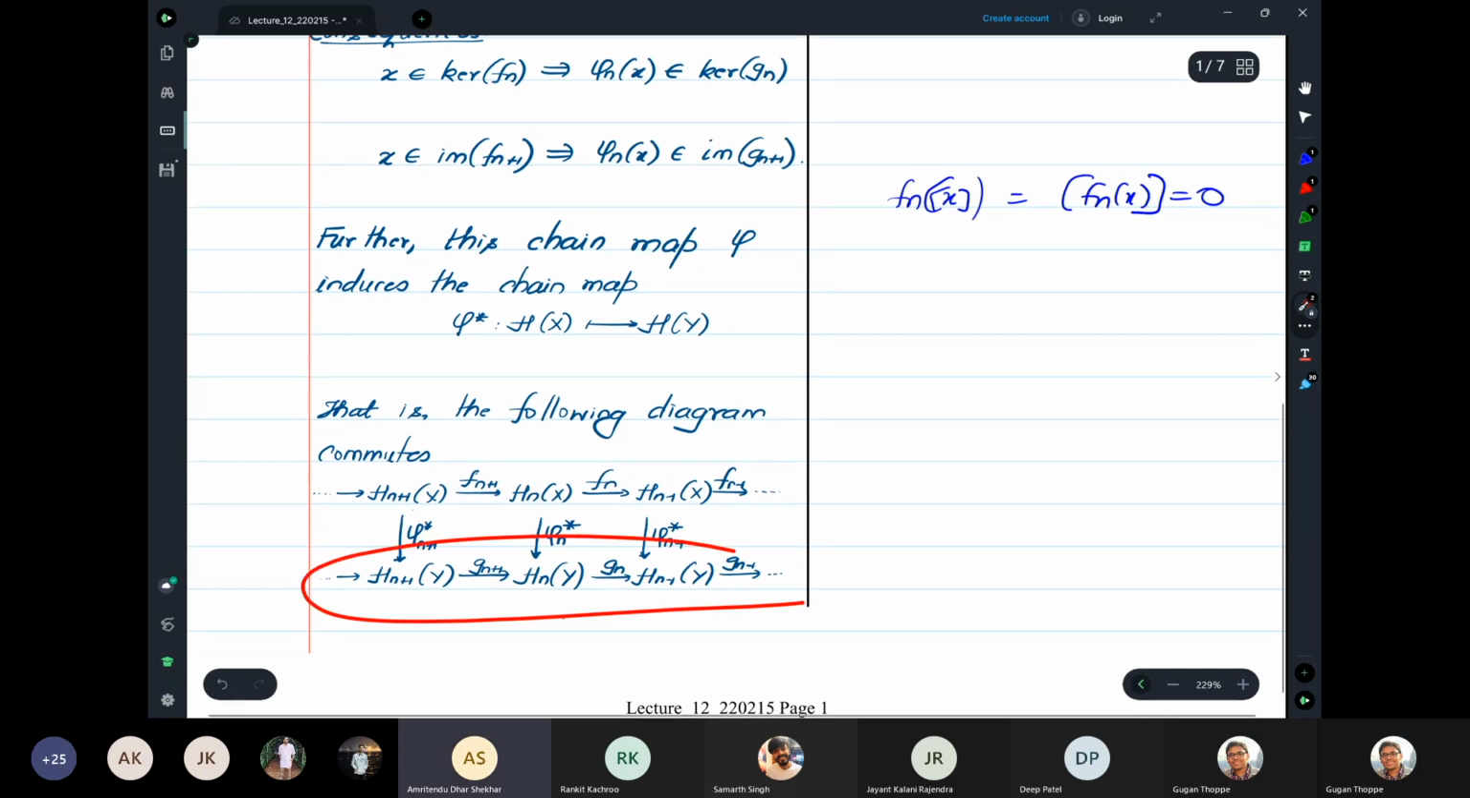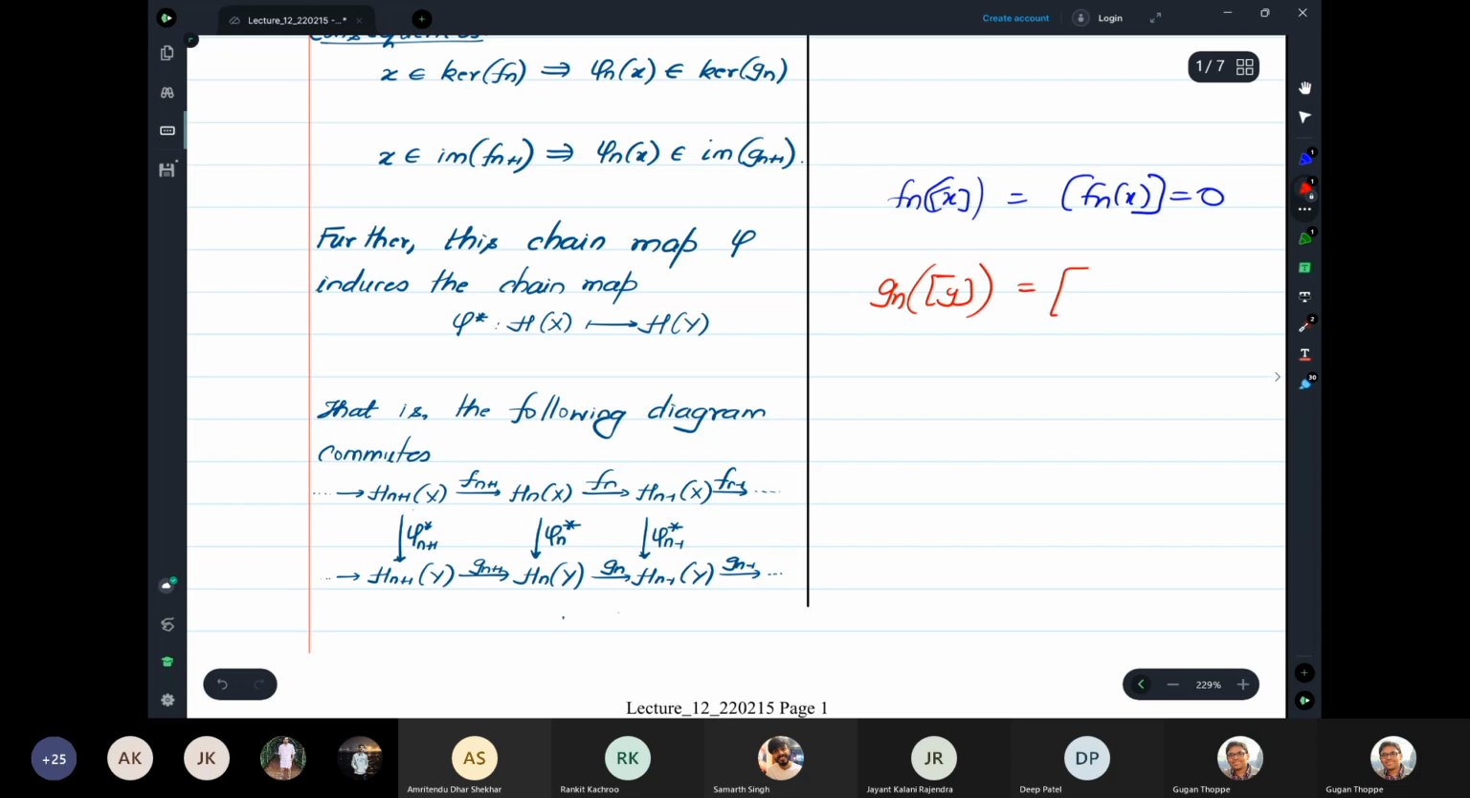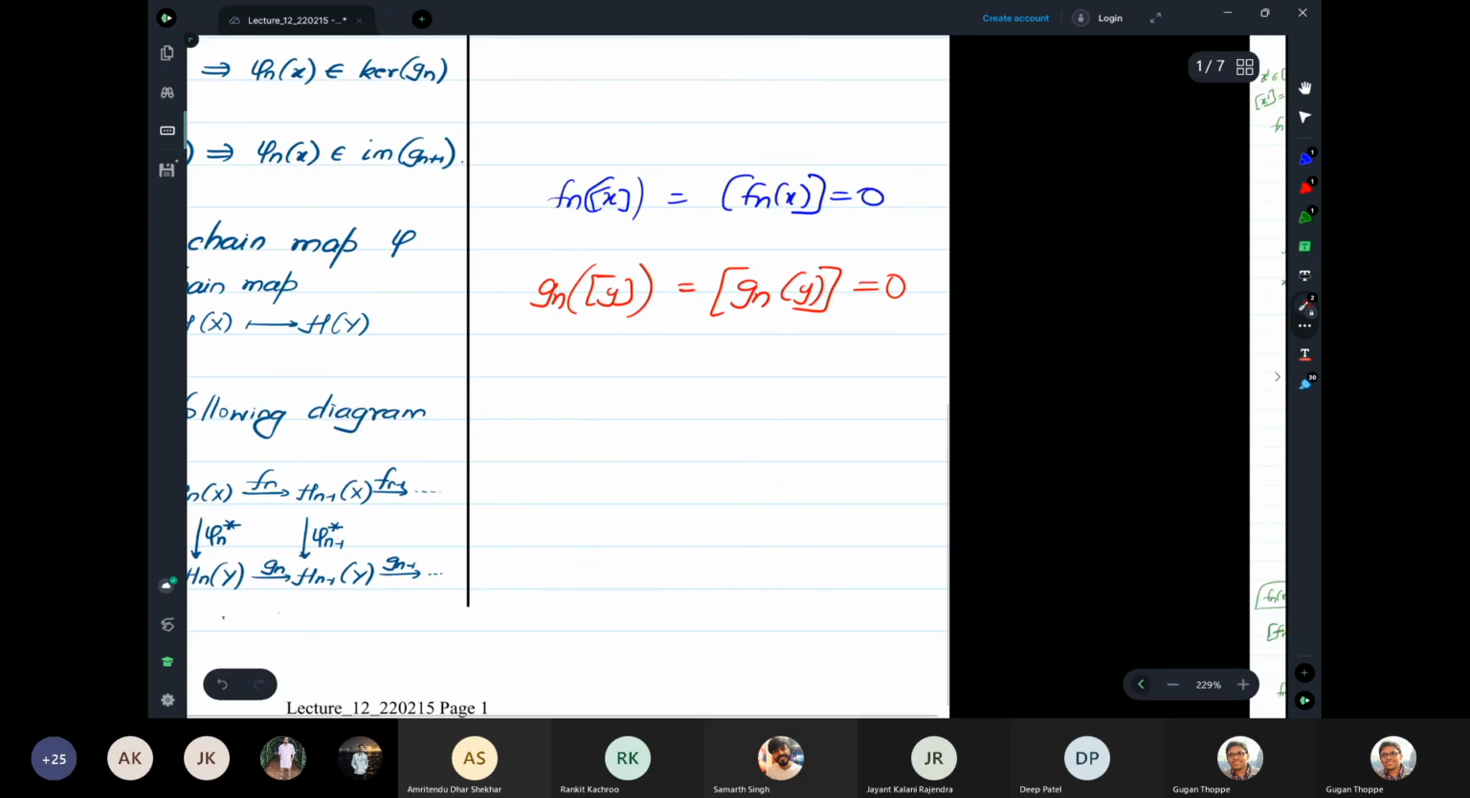In the same way, we have something at the bottom, and my claim is that this g_n of y we can trivially define to be this equivalence class, and as Amritendu pointed out, yes, this will also be zero. So this part concerns what happens at the top, and this part concerns what happens at the bottom. Now, the non-trivial part is how this phi_n star function is defined, and that's what we are going to discuss now.